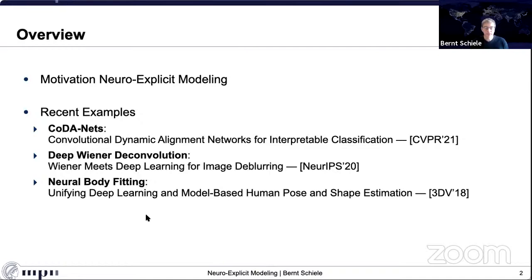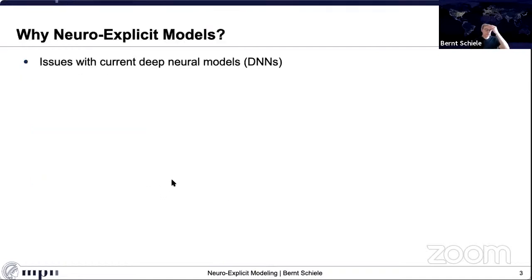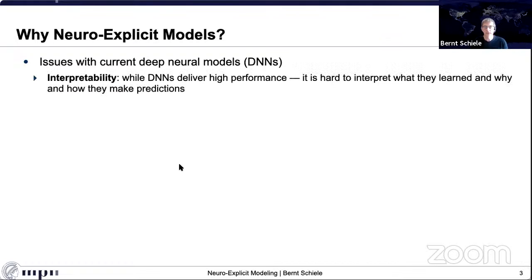But let me start briefly to introduce what I mean by neuroexplicit modeling. First of all, there are major issues, and I think there's no disagreement here, about deep learning models. One clearly is interpretability. We know that deep neural networks are delivering high performance in many settings, but it's hard to interpret what they have really learned and why they're making certain predictions, really understanding what they're relying on to do their predictions. So that's one major issue, I would argue. And that's what the first paper I'm going to talk about is trying to address.